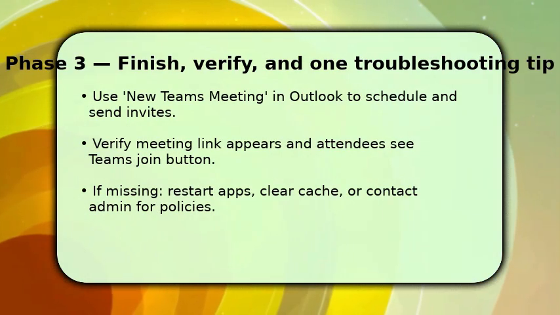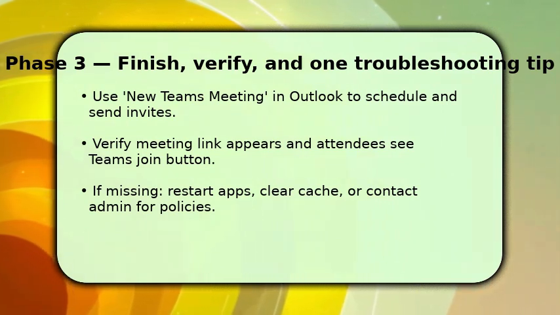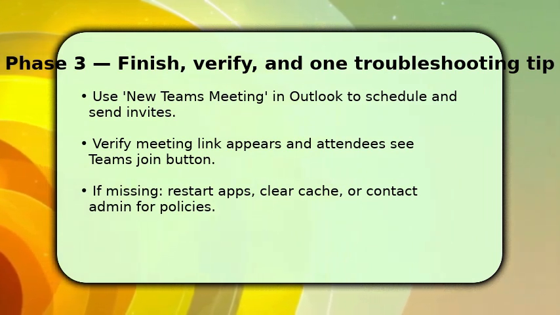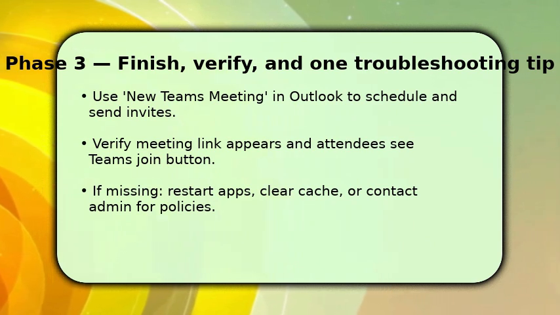Finish by creating a test meeting from Outlook using New Teams Meeting. Include attendees and send the invite so the Teams Join link is generated. Make sure the invite shows the Teams link and recipients see a Join button. This confirms calendar and meeting integration.